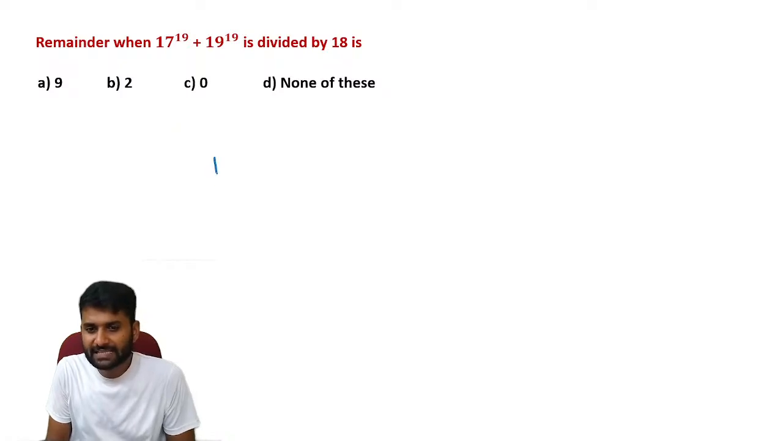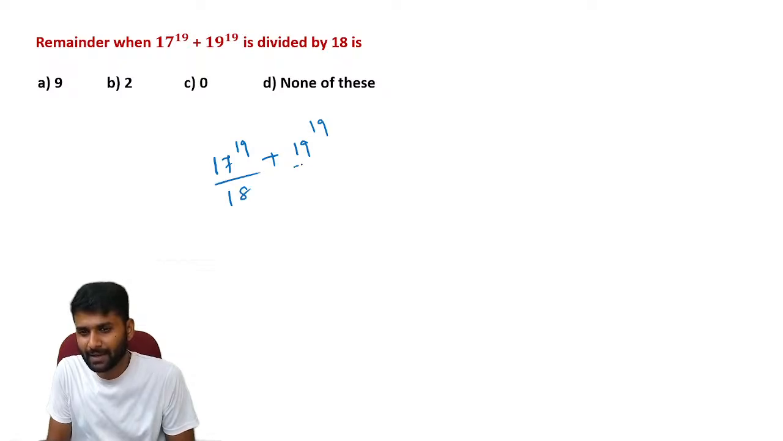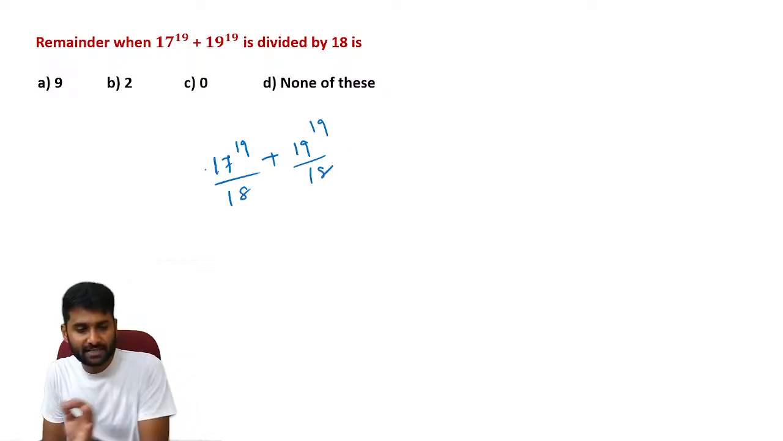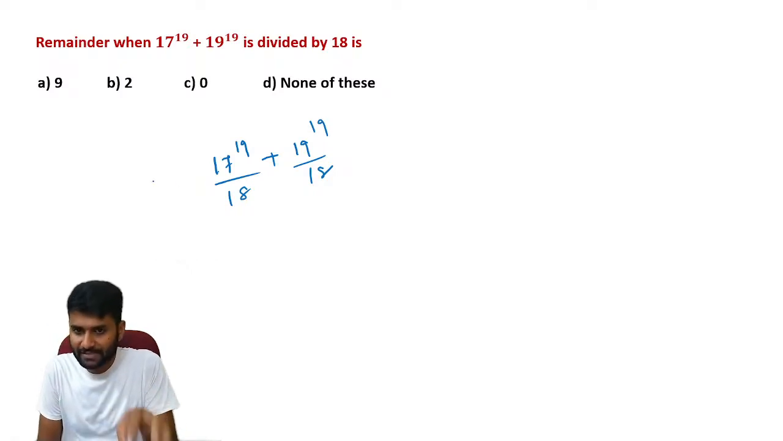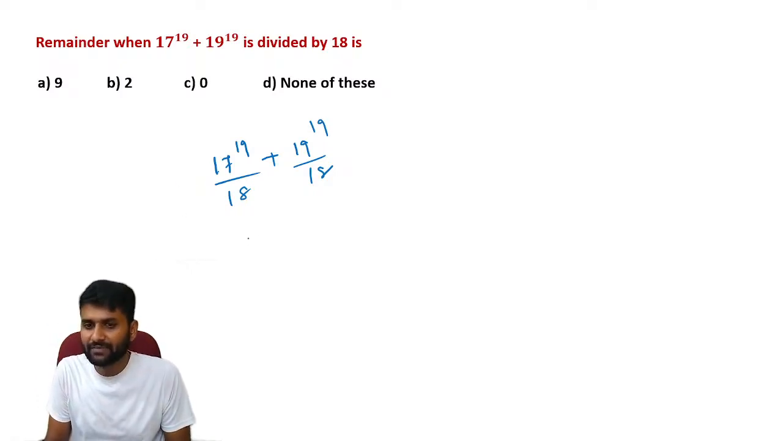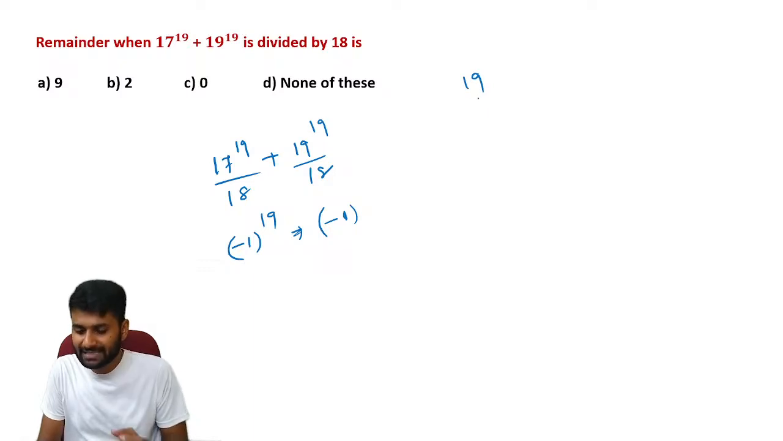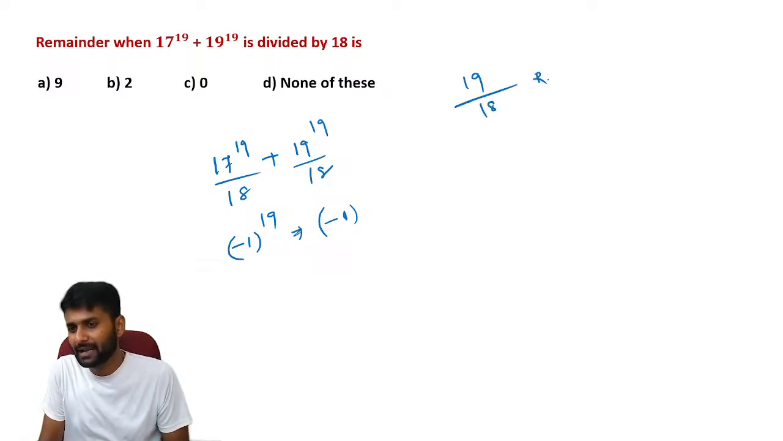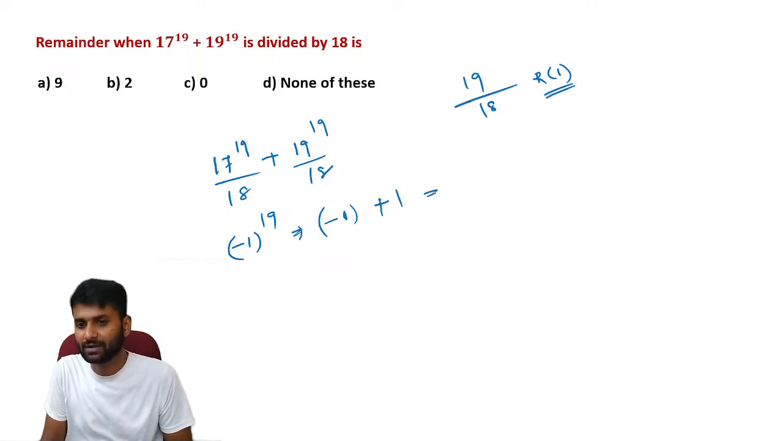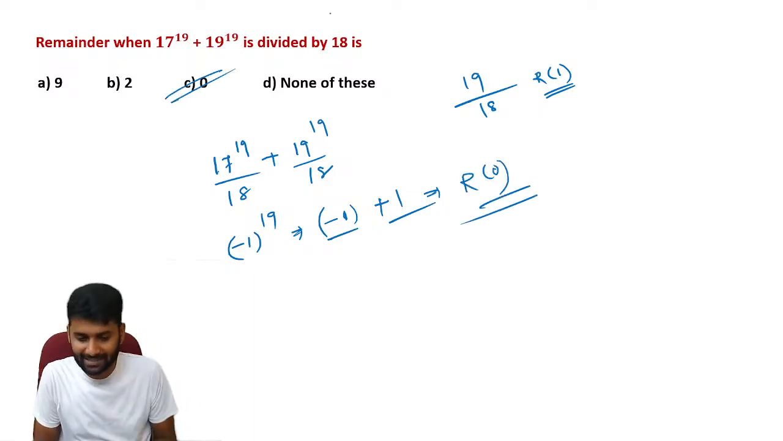Find the remainder when 17 power 19 plus 19 power 19 is divided by 18. If 17 is repeated 19 times, that is the meaning of 17 power 19. Every time 17 is divided by 18, the remainder is minus 1. Minus 1 whole power odd, the result is minus 1. Next one, if 19 is repeated 19 times, every time 19 is divided by 18, the remainder is 1. And 1 repeated 19 times, the remainder is again 1. Minus 1 and plus 1, the result is 0.